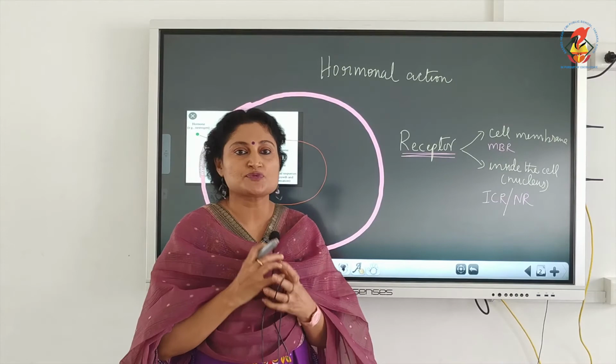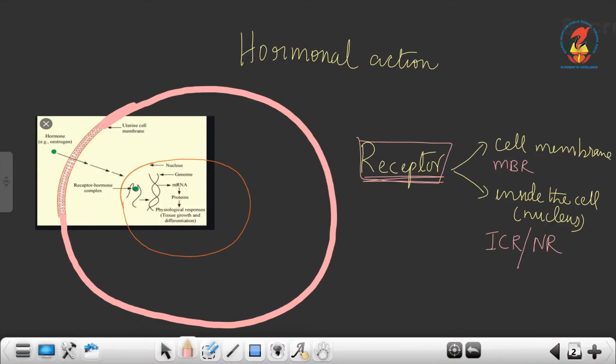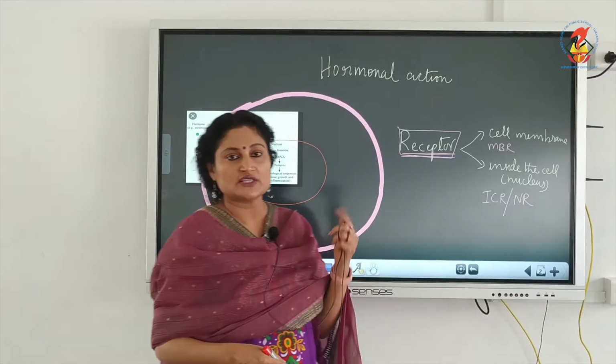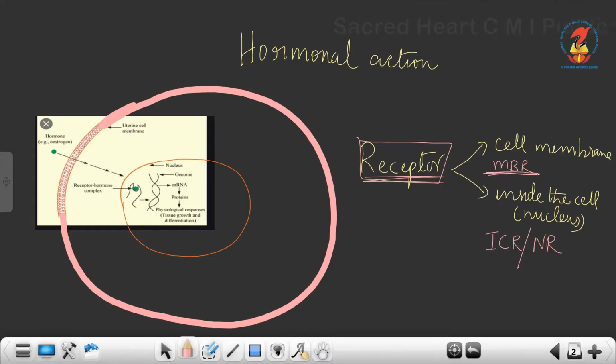So once again, the hormones produce their effect on the target cell by binding with specialized proteins. These proteins are called receptors. These receptors are either located on the membrane of the target cell or inside the target cell. If they are present on the membrane of the target cell, they are called membrane bound receptors, or if they are present inside the target cell, they are called intracellular receptors or nuclear receptors. And one more property of receptors is that they are hormone specific. Each receptor is specific to a particular hormone, like the lock and key.